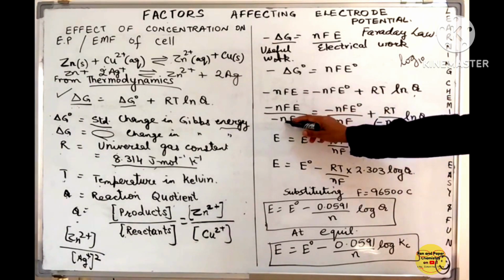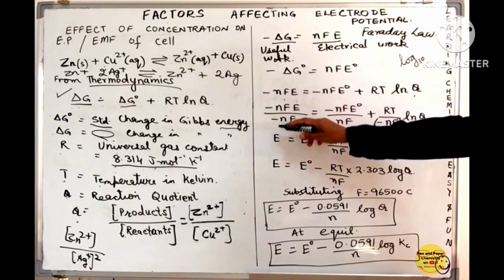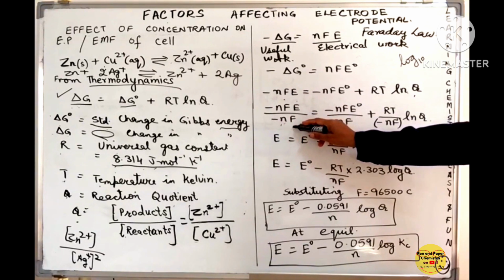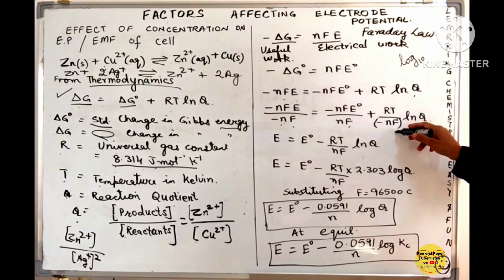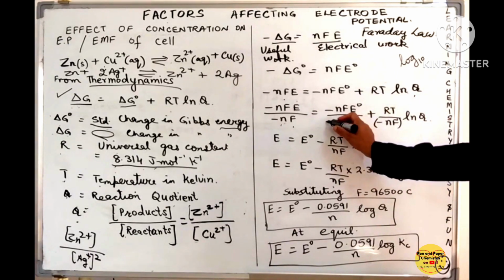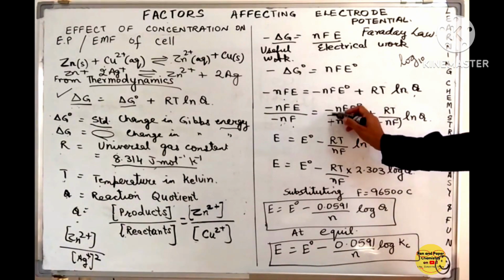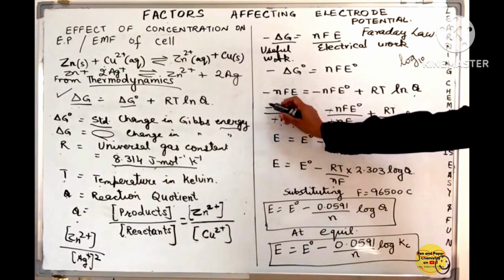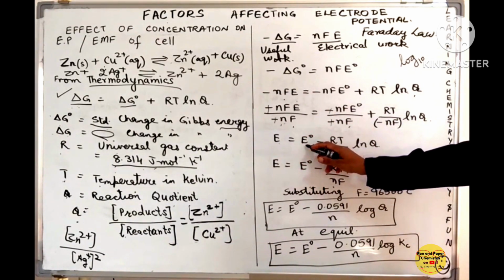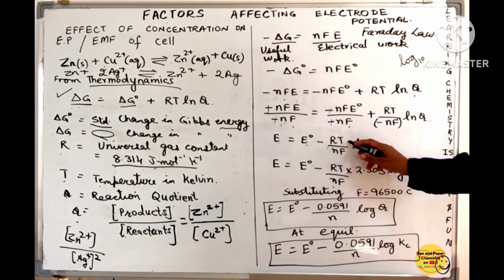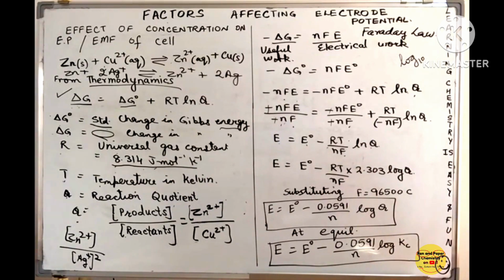So I divide the whole expression from the left hand side by minus nF. So this also by minus nF, this also by minus nF. So what we have over here, sorry, there should be a minus over here, right? So this minus minus becomes plus, minus minus becomes plus, and what I have left over here is E equals E naught minus RT upon nF natural log of Q.